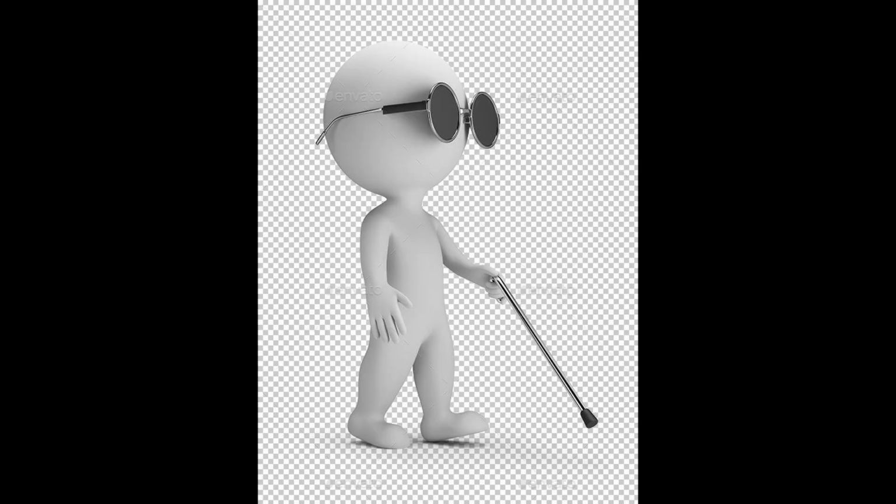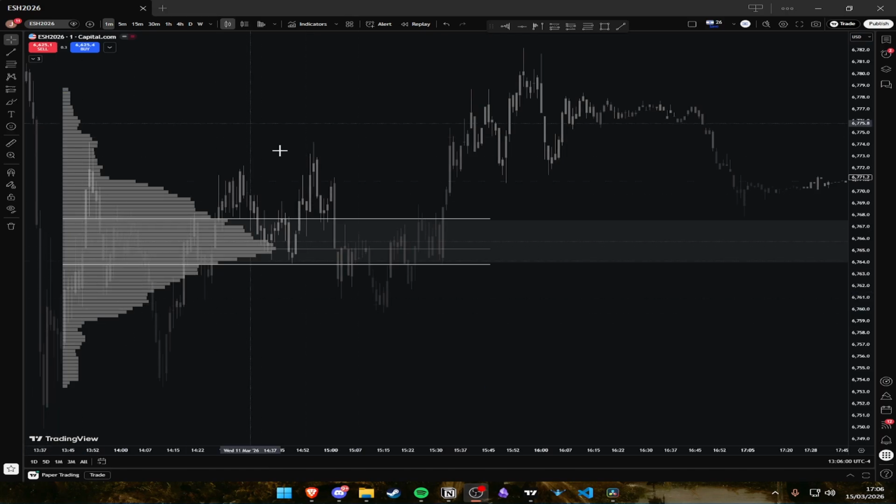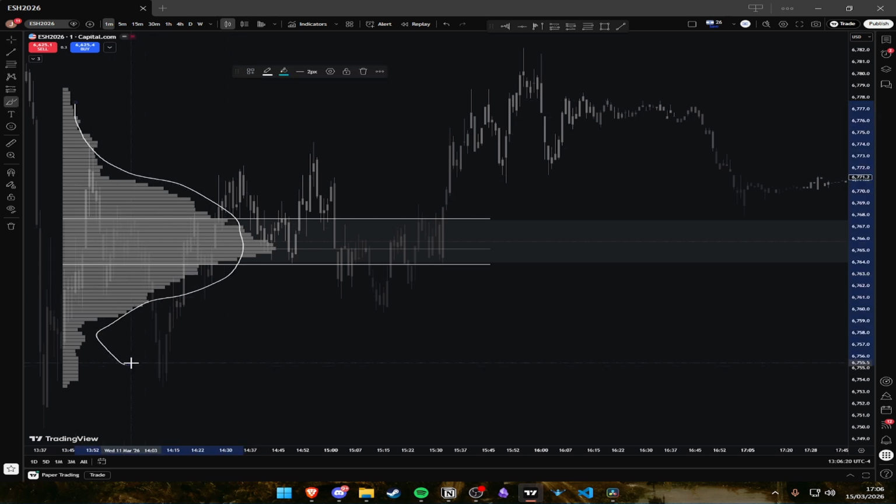So auction market theory, to kind of visualize what this is. It's a theory, but it's the foundation of how you should trade and how trade is actually coming about. So I'm going to be using a volume profile on this random point on the chart. As you can see, the volume profile is kind of shaped like a bell curve, and that's how you visualize auction market theory.